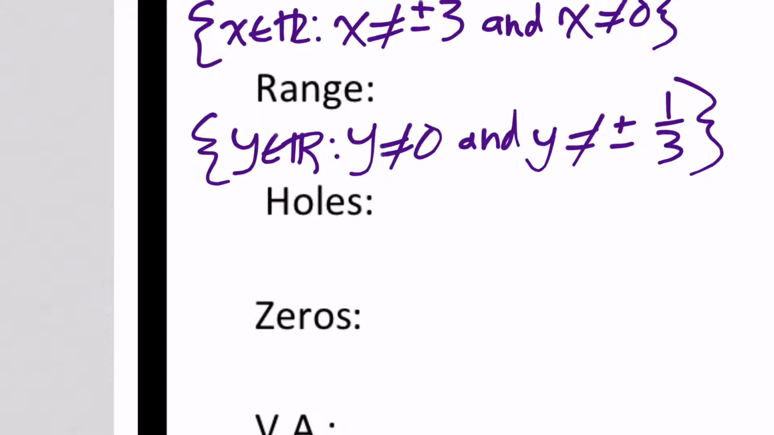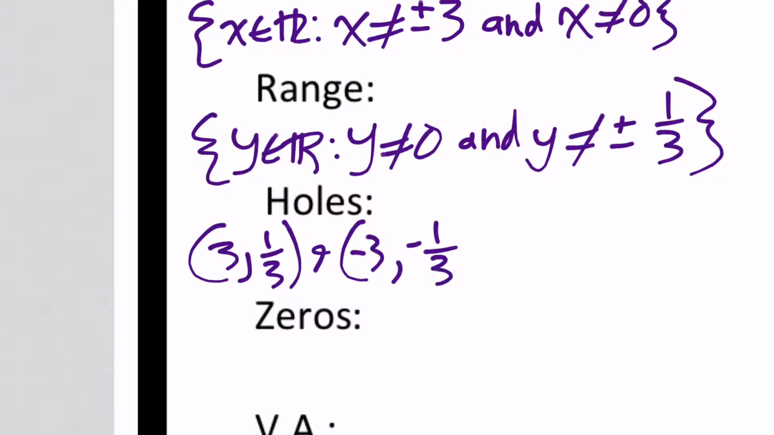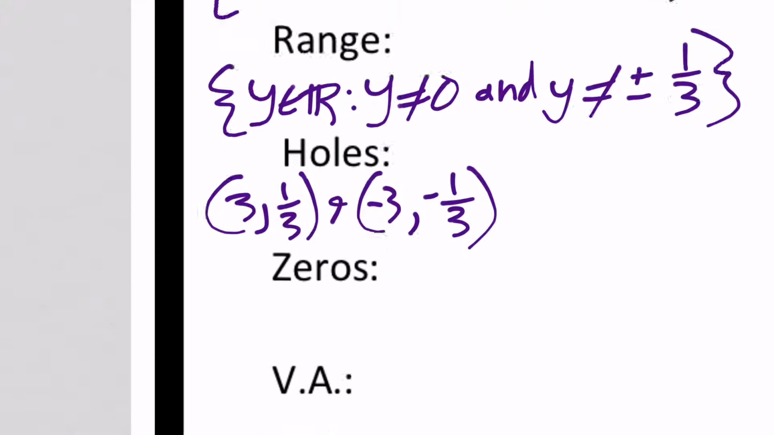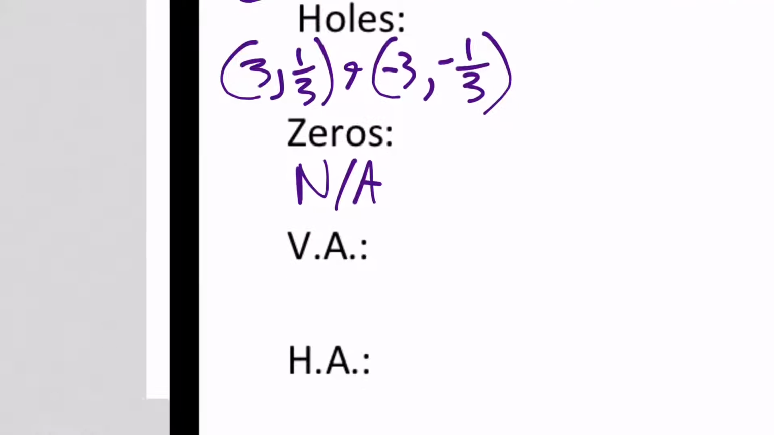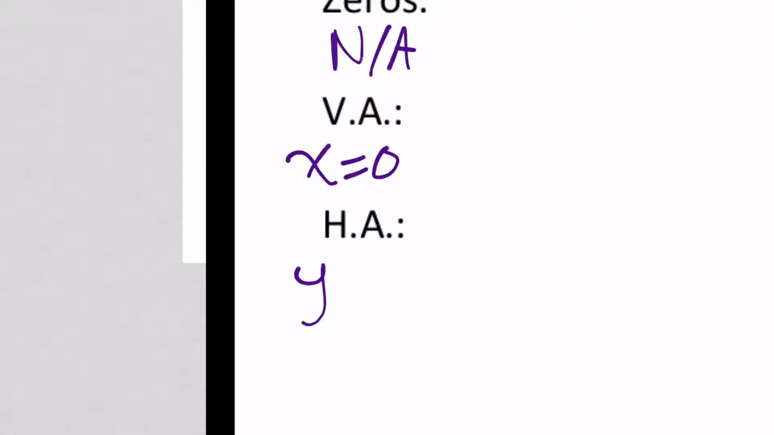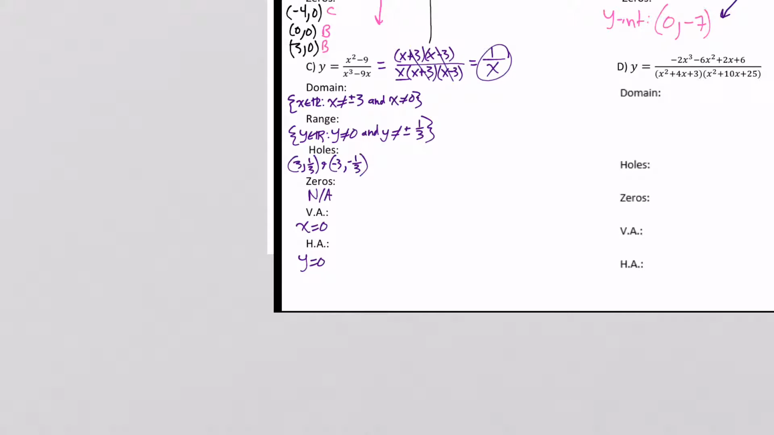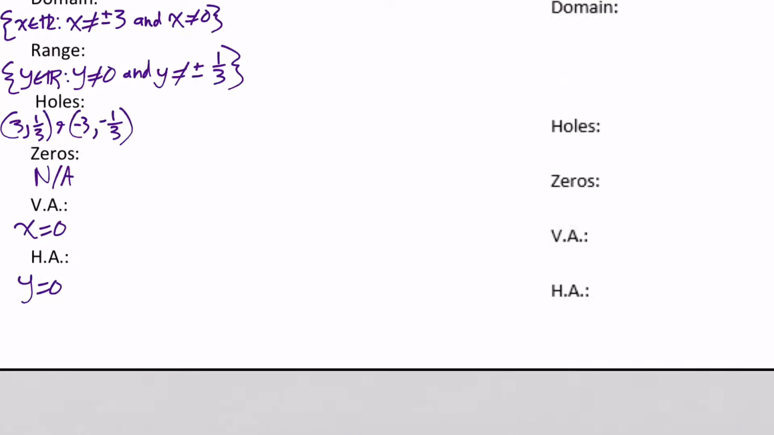So we said our holes were going to happen at 3 and 1/3, and negative 3, negative 1/3, right there. X-intercepts do not exist, so not applicable. Vertical asymptote at x equals 0. Horizontal asymptote at y equals 0. No y-intercept because of that asymptote. So now I just need to sketch this thing in.